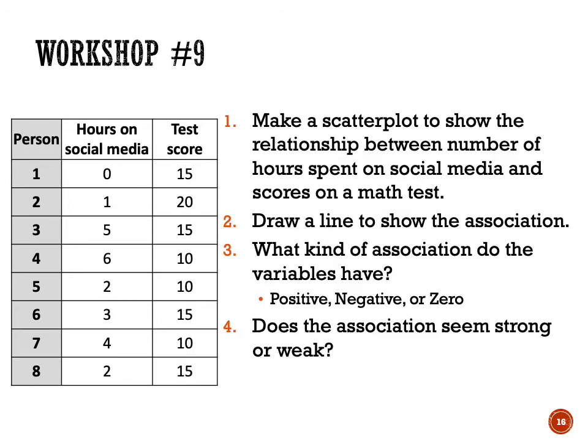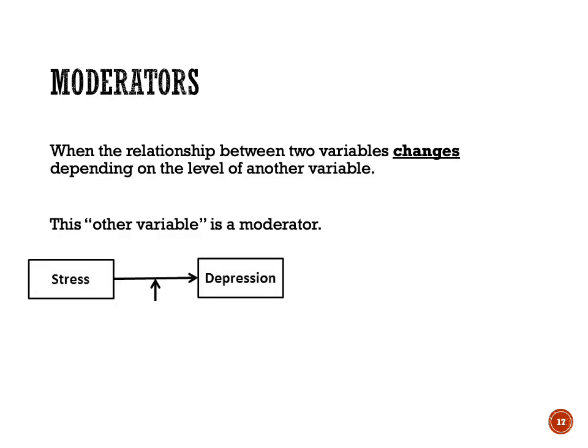That brings us to workshop number 9, and it's pretty much the same setup as the practice we just did together, but of course there's different data, and now you're looking at the correlation between test scores and hours spent on social media. So you know what to do for workshops. You can go ahead and pause to do that now, or wait until the end of this lecture. It's up to you, but I'm going to go ahead and move on.